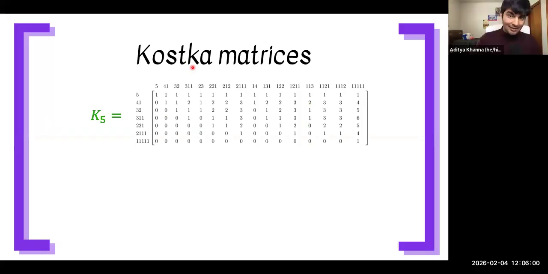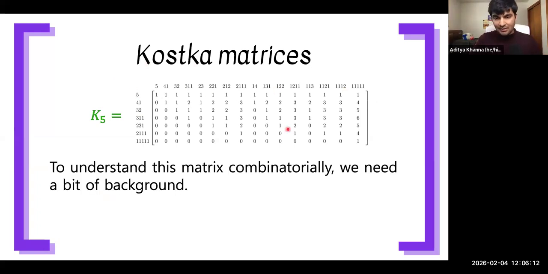But I don't really care about Pascal matrices. The thing I care about are called Kostka matrices. But in order to even understand what these Kostka matrices are, we need to know what the rows are indexing and what the columns are indexing. So we need a little bit of background. And people in this audience might be aware, but I will still go through all of the definitions.